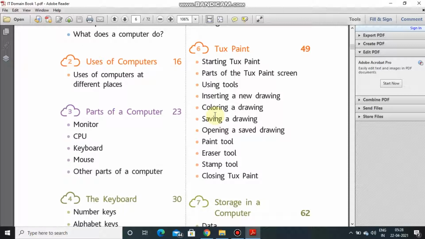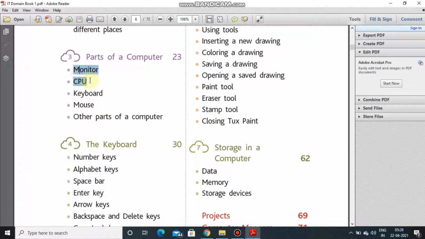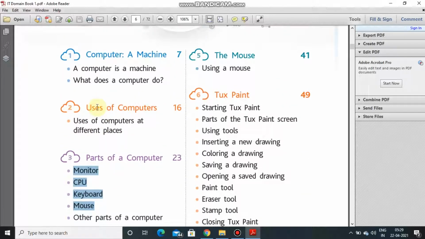Then we will be discussing it part by part, like monitor, CPU, keyboard, mouse. These are the four main parts of the computer. What are their uses and why they are being used, all will be discussed during this session. We have keyboard and mouse. We will be discussing briefly about keyboard and mouse, the number of keys.